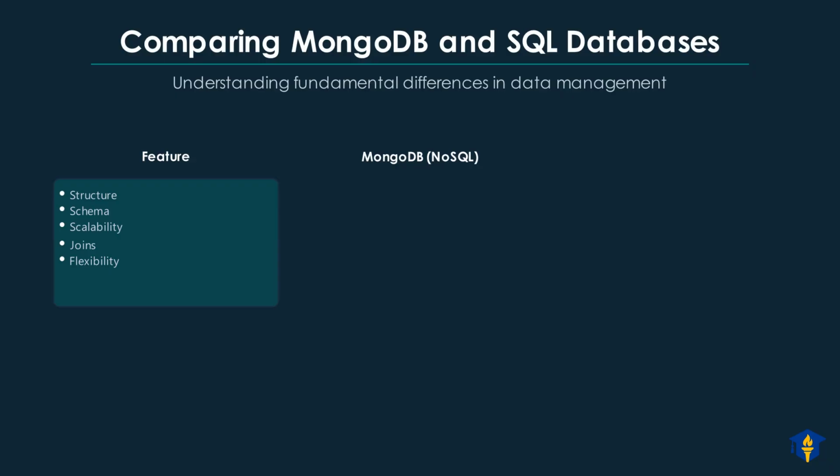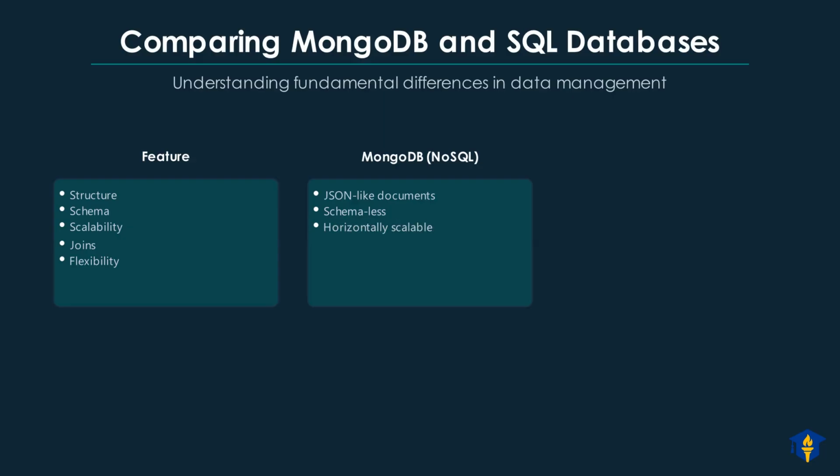This column outlines the characteristics specific to MongoDB, a NoSQL database. MongoDB stores data in flexible JSON-like documents, offering a dynamic structure. It is schema-less, meaning documents within a collection can have varying fields.